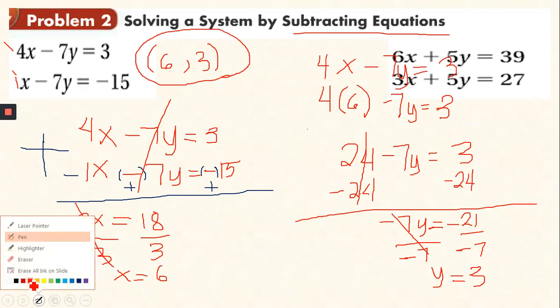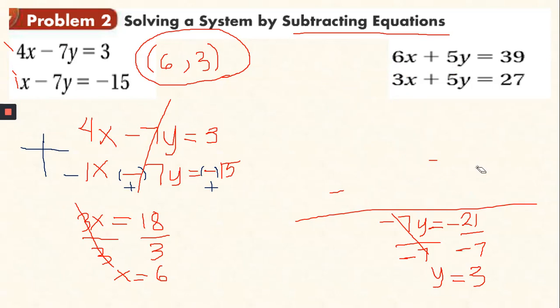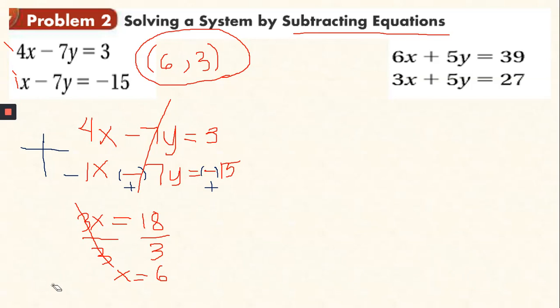Okay? The next one we have here. Okay, can I erase this part? Because the second equation is here. Okay, the second system, I should say. So we have here 6x plus 5y is equal to 39. The next one is 3x plus 5y equals 27.